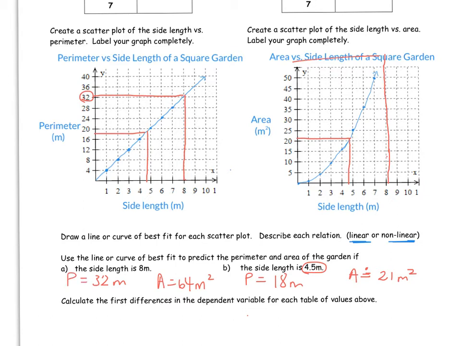Now, the last thing we're going to do here on this page is we're going to go back to the first page and calculate the first differences in the dependent variable for each table of values. So remember, we're going to take a look at the y coordinates of my table of values, and we are going to see how much they increase or decrease by.